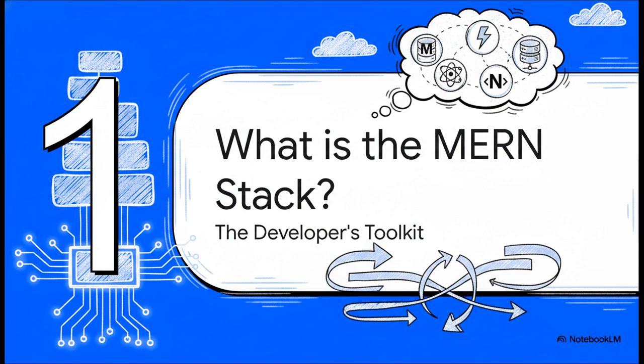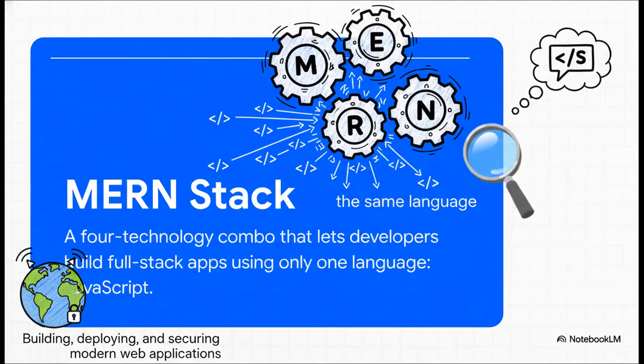To build any kind of modern web app, you need a solid set of tools, right? Your toolkit. And one of the most popular toolkits out there today is called the MERN stack. So what exactly is it? So MERN is just a shorthand for four technologies that are all designed to work together perfectly. But the real magic, the secret sauce that ties them all together, it's pretty simple. They all speak the same language, JavaScript.